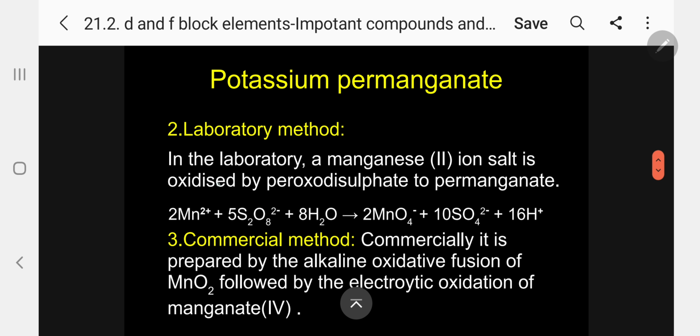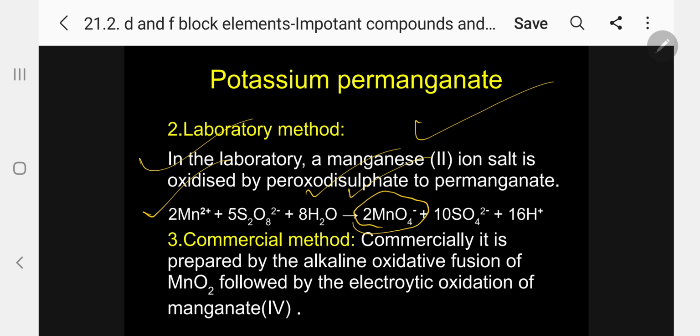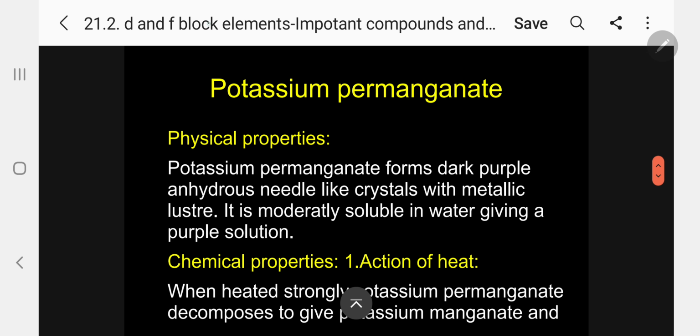In the laboratory, kindly follow, a manganese 2 ion salt is oxidized by peroxodisulfate to permanganate. So this is the manganese ion. The S2O8 2 minus with 8H2O undergoes oxidation to give permanganate, 10SO4 2 minus and 16H plus. Commercially it is prepared by alkaline oxidative fusion of MnO2 followed by electrolytic oxidation of manganate. We can prepare it commercially. Okay.